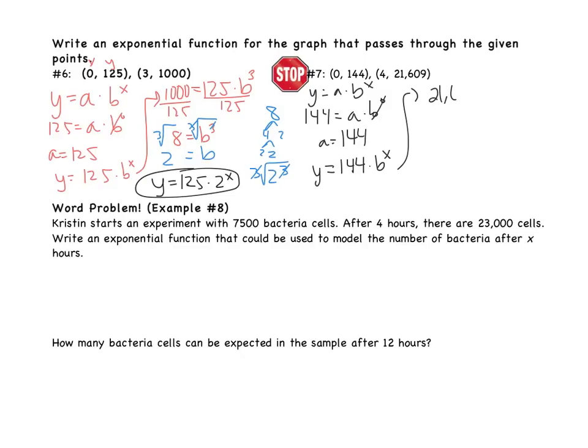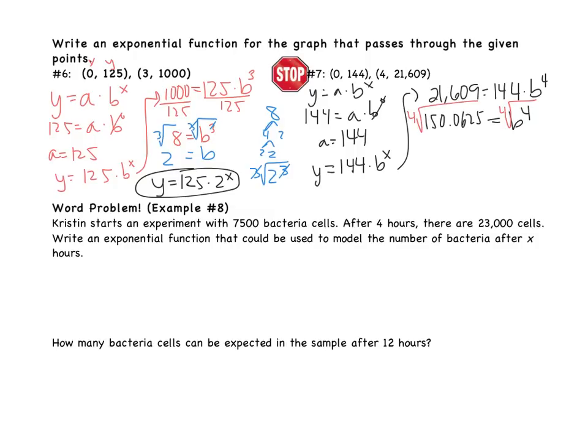We get 21,609 equals 144 times b to the fourth. If we divide by 144, we get b to the fourth equals 150.0625. Okay, now at this point you might have gotten stuck. You might have said, well, what do I do from here? Well, with example number 6, we took the cube root of b. Over on this side, we need to take the fourth root of b.